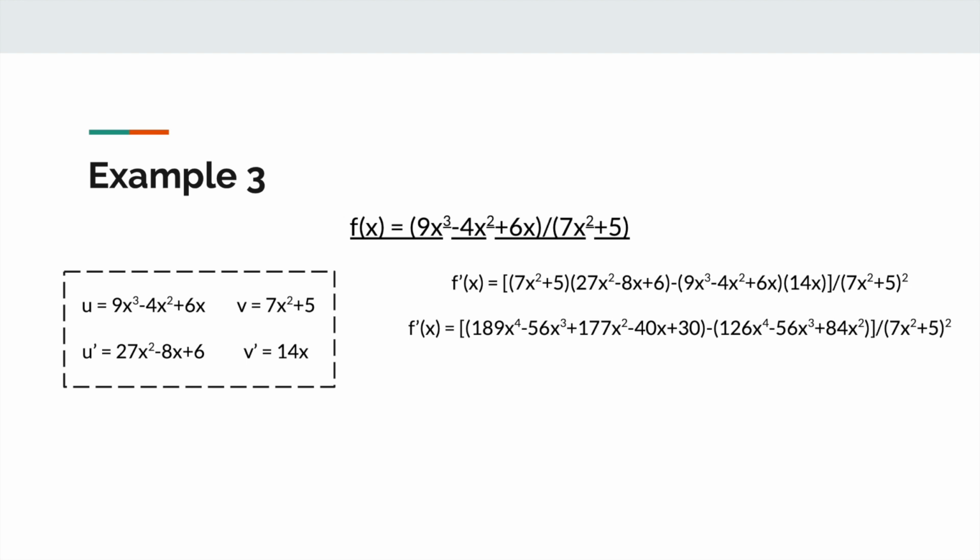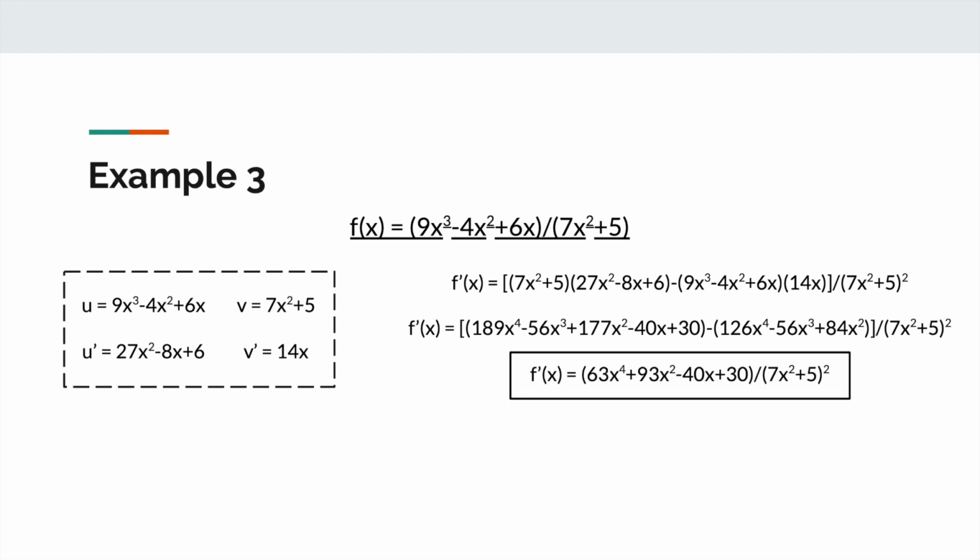We can simplify this further into f prime of x is equal to 63x to the fourth plus 93x squared minus 40x plus 30 all over 7x squared plus 5 squared as our final answer.